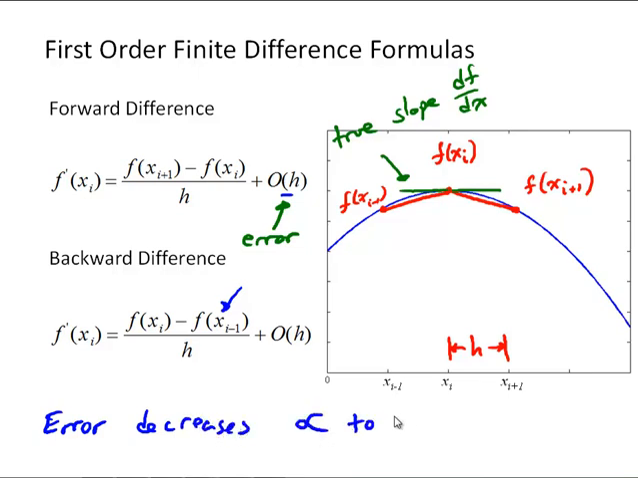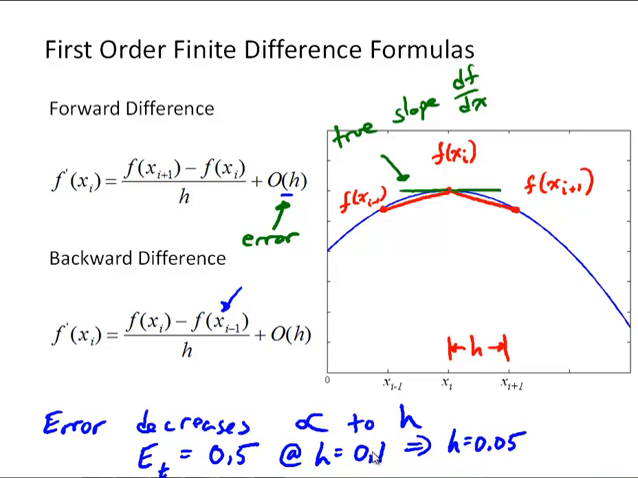proportional to h. So if the error is 0.5 and we reduce h, so let's say the true error is equal to 0.5 at h equals 0.1, and then we take h equals 0.05, so we cut h in half. That means that we could expect our true error to be equal to 0.25. Sorry, that's our true error, not true relative error.